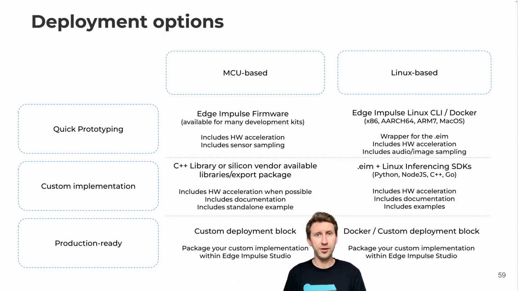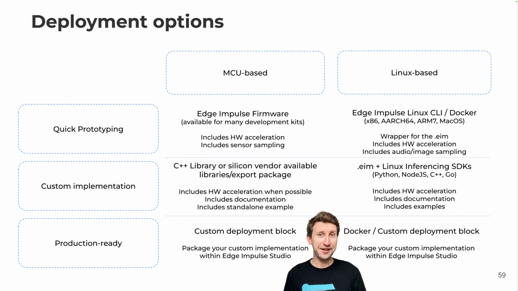On the Linux side, you can use the .eim plus our Linux inferencing SDK. We have some available in Python, Node.js, C++, or even Go. I've never tried this one, actually. We also include the hardware acceleration, we include documentation, and we provide examples on how to do that. I've been adding a couple of Python examples. It's super easy to use.